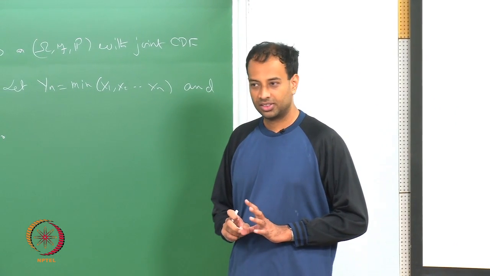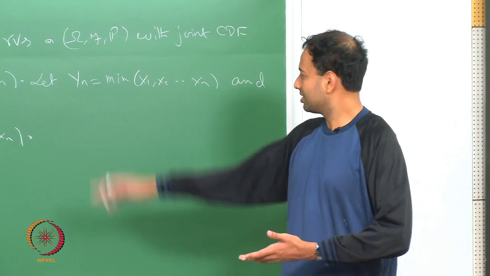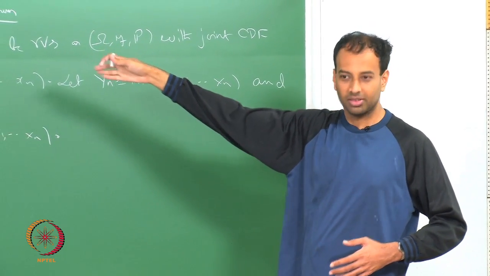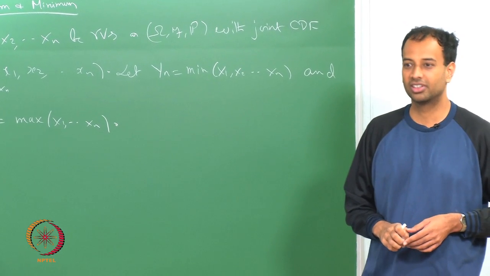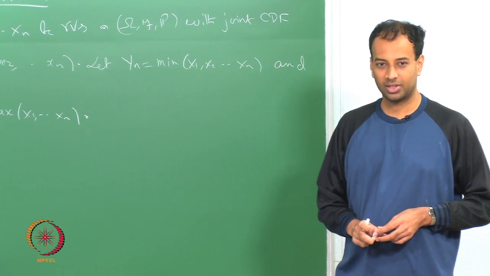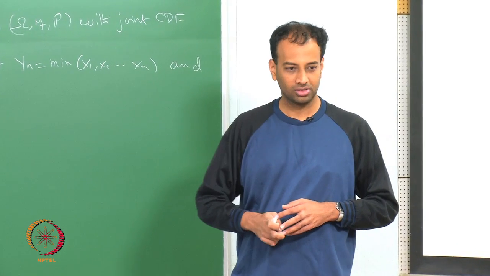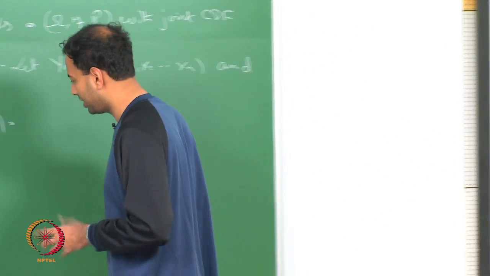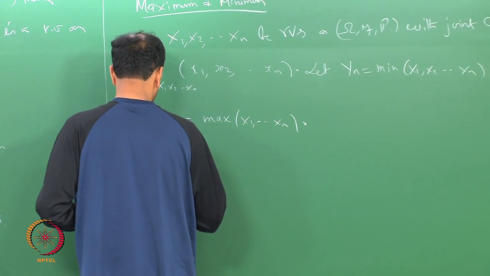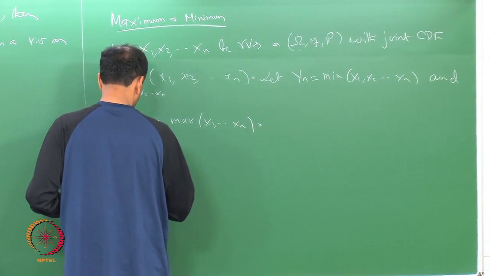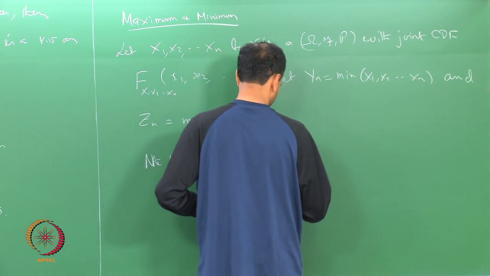Is it clear? So now, are these even random variables? We have to see. This is some function f of X1, X2, ..., Xn, the max. Is the max of X1, ..., Xn a measurable function, or for that matter is the min a measurable function? That is the question. Once we say yes, it is a random variable, then we can go ahead and talk about its CDF or probability law. So we have to first establish that. Note that Yn and Zn are indeed random variables.